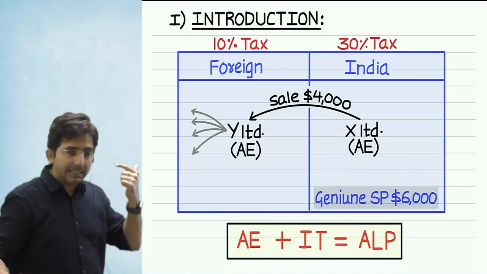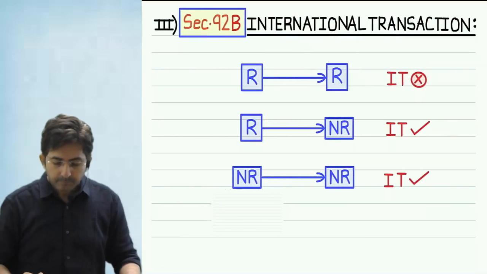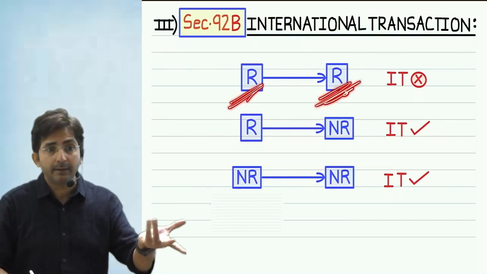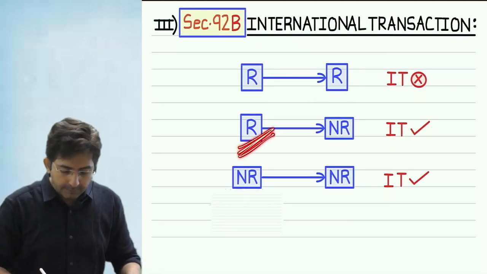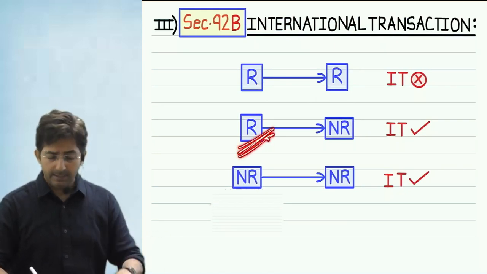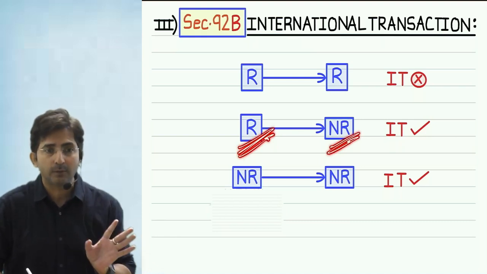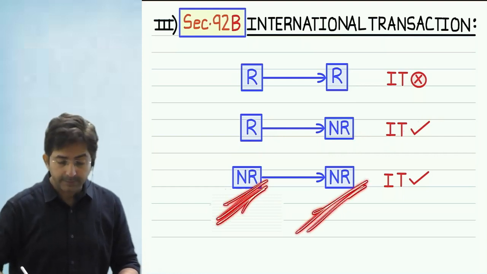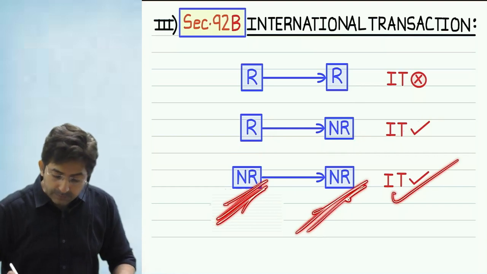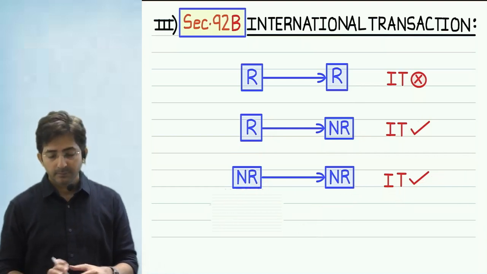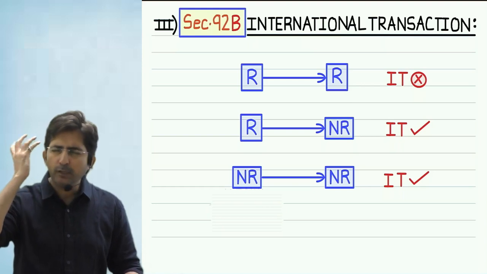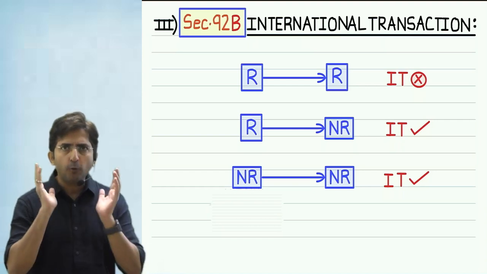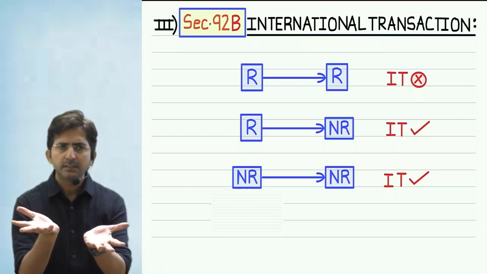So keep this example in mind and tell me, if both are resident, then it is not an international transaction. Why? Then, let me finish. If one is resident, one means either X or Y, and the other is non-resident, either X or Y, then it is an international transaction. And if both are non-resident, both means X and Y, then also it's an international transaction. So can you tell me what is there in the mind of the law while making such a definition? They are simply focusing on the residential status.